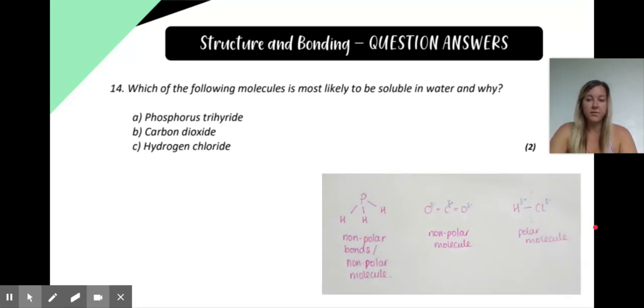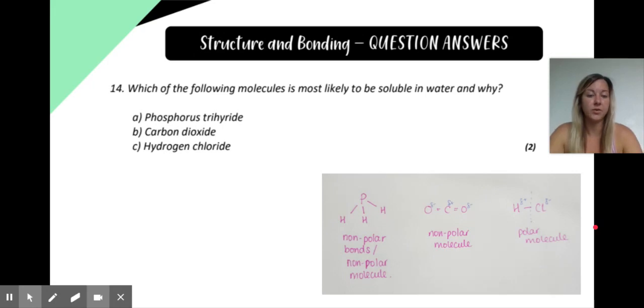The first one, phosphorus trihydride, has non-polar bonds. Phosphorus and hydrogen have the same electronegativity, so therefore we have a non-polar molecule. So it's not going to be A, because like dissolves like, water is polar, phosphorus trihydride is non-polar. They won't mix. Next, we have carbon dioxide.